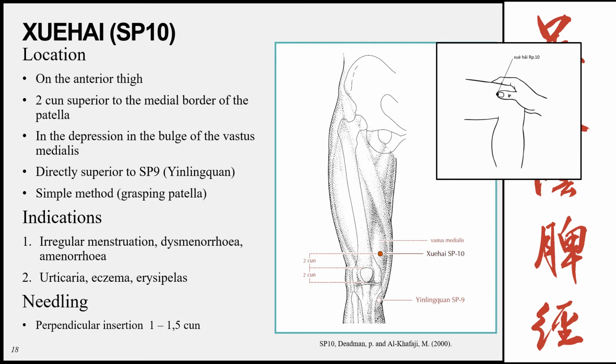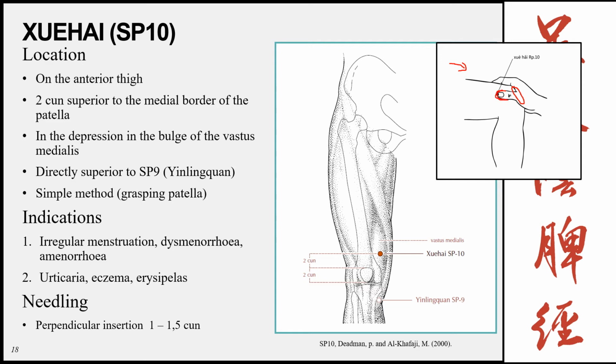So if you look at the image I've just brought in, what you're going to do is grasp the kneecap with the palm of your hand. The kneecap would be around this region. You can see this hand, the palm is right over the kneecap. And then where the tip of the thumb lands, that is where this point is located.